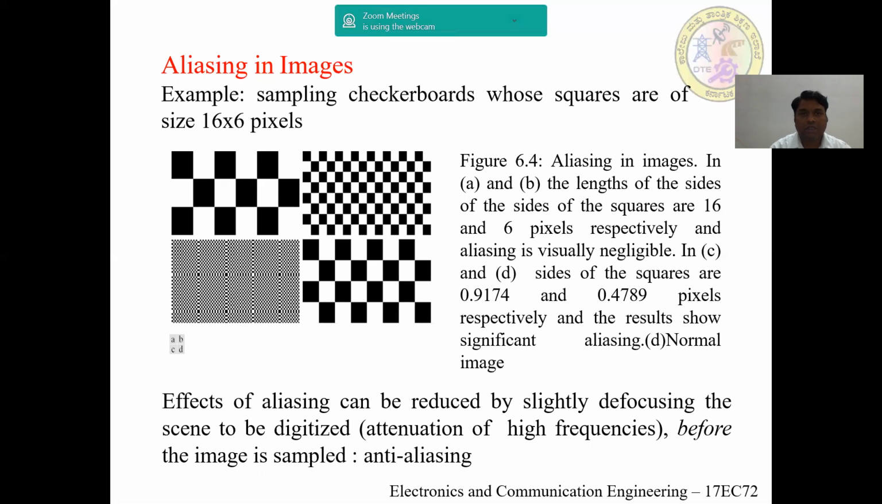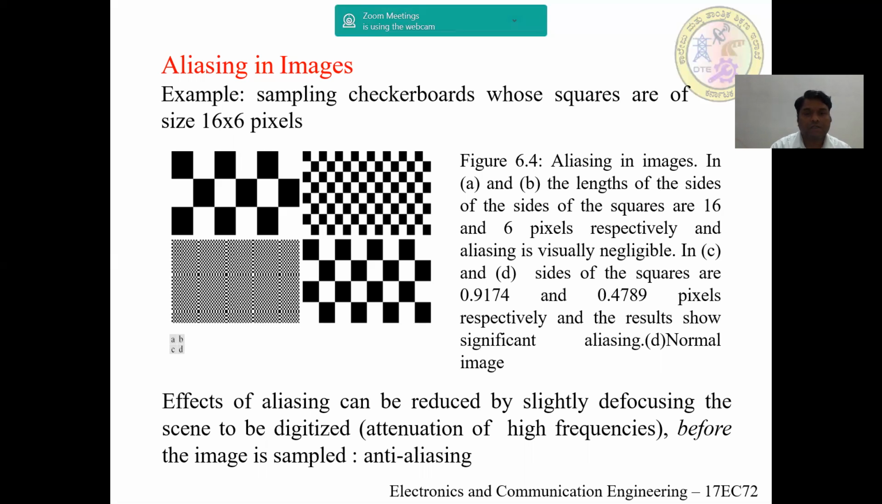Example, here you can see sampling checkerboards whose squares are of size 16 cross 6 pixels. In the figure, A and B, the lengths of the sides of the square are 16 and 6 pixels respectively, and aliasing is visually negligible. In C and D, sides of the squares are 0.9174 and 0.4789 pixels respectively, and the results show significant aliasing. The figure D is normal image.